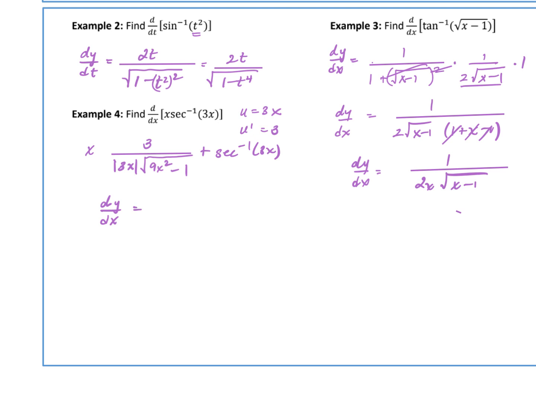is going to be equal to 3x secant negative 1 of, sorry, of 3x, and it's going to be all over the absolute value of 3x, and then square root of 9x squared minus 1.